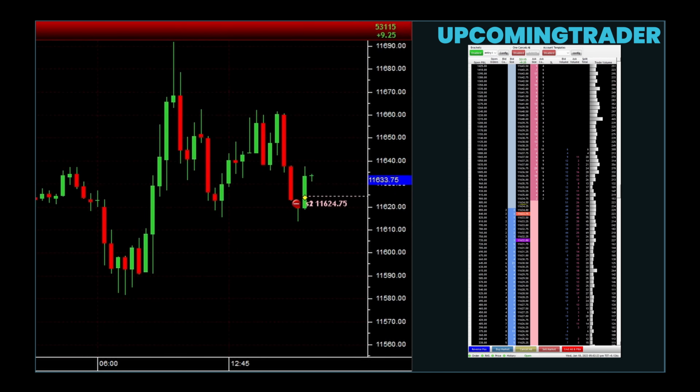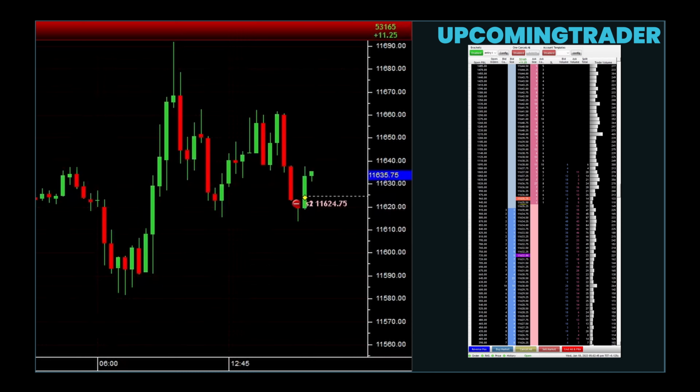Lastly, neutral days occur when price moves both above and below the initial balance before returning to a balanced state. This type of day shows indecision and provides opportunities for trading both ends of the value area as the market looks to establish direction.